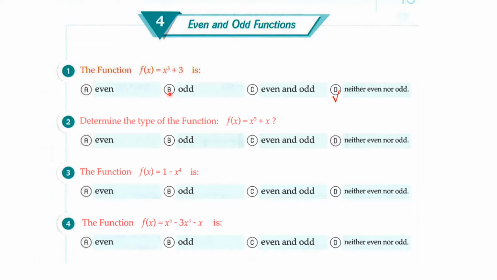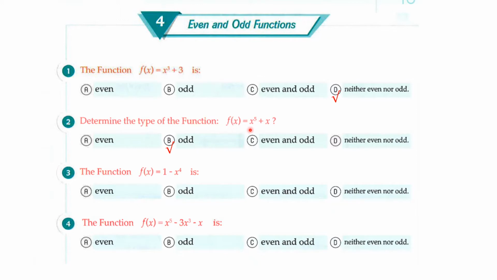But again, without any steps, just look. If it's an odd power and I have a number, remember it's neither. Number 2, determine the type of the function. Here I have an odd power and an odd power, so definitely it's just odd.